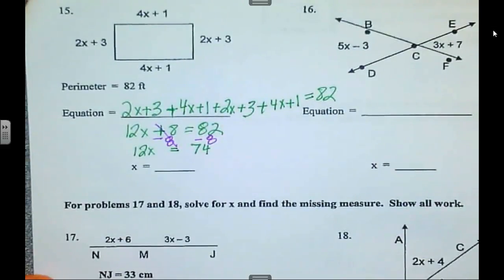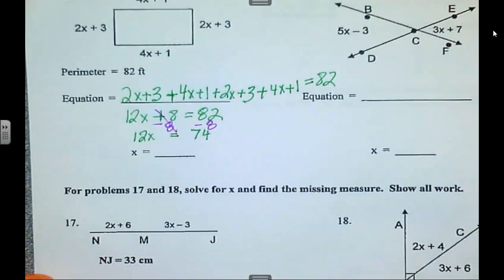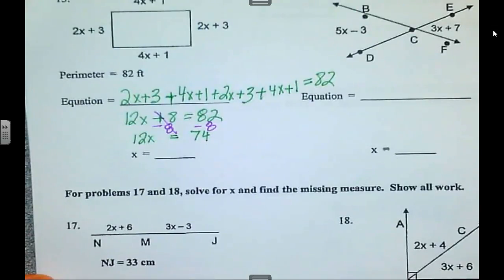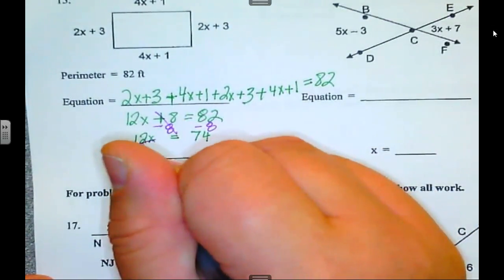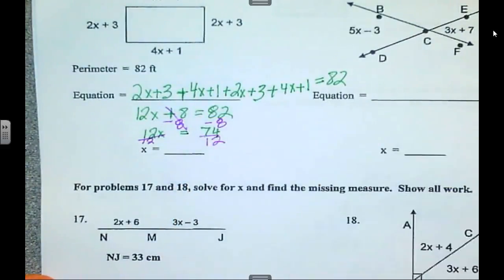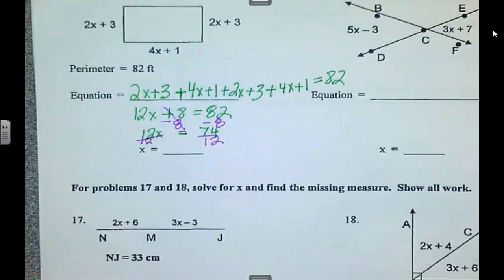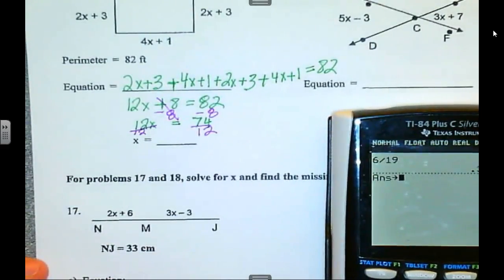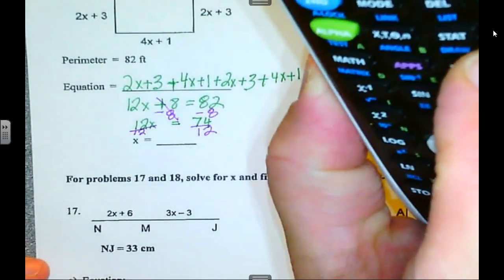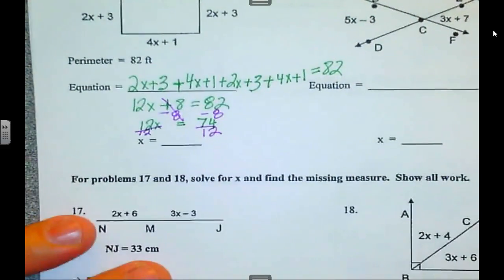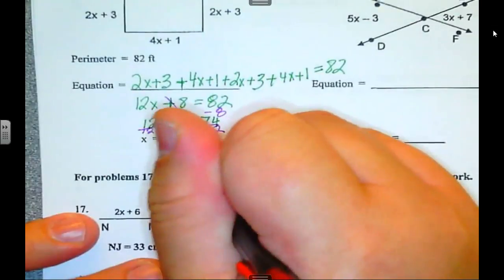I don't think so. Oh, yeah, I think it is a decimal. Divide by the coefficient 12, and x is going to equal, I'm going to use my calculator. 6.2, actually 6.16 repeating. So it ends up being 6.2.